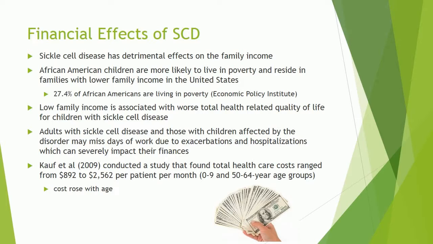Adults with sickle cell disease and those with children affected by the disorder may miss days of work due to exacerbations and hospitalizations, which can severely impact their finances. Kof et al. conducted a study that found total health care costs ranged from $892 to $2,562 per patient per month. The cost of health care rose with age.